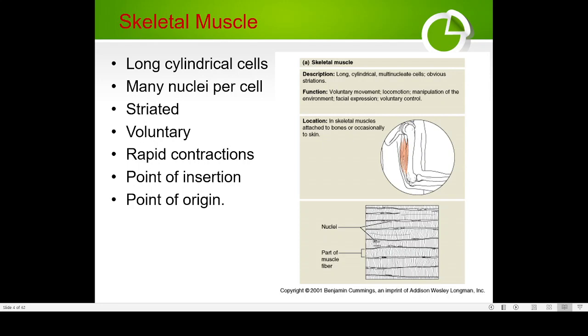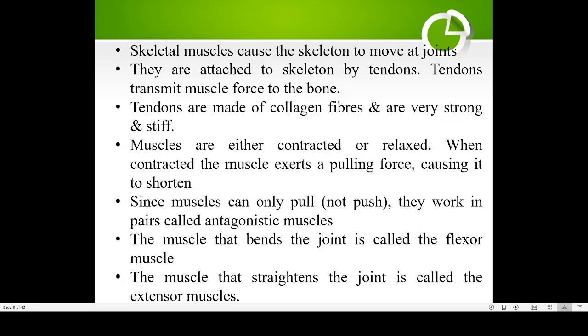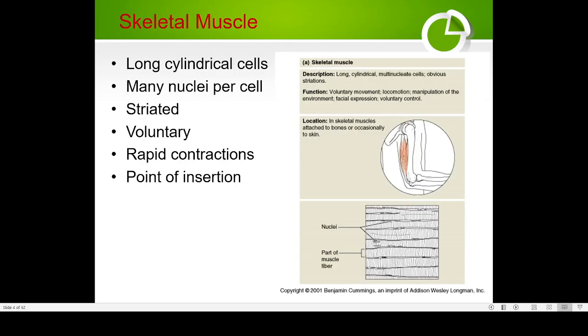A muscle can only contract. So when this muscle is contracting, there will be folding of the hand like this. When this muscle is contracting, there will be straightening of the arm like this. So this is how muscles actually control opposite movements in the body. Here you can see that skeletal muscle causes the skeleton to move at the joints, and it is attached to the skeleton by tendons. Here you can see that there is a tendon.